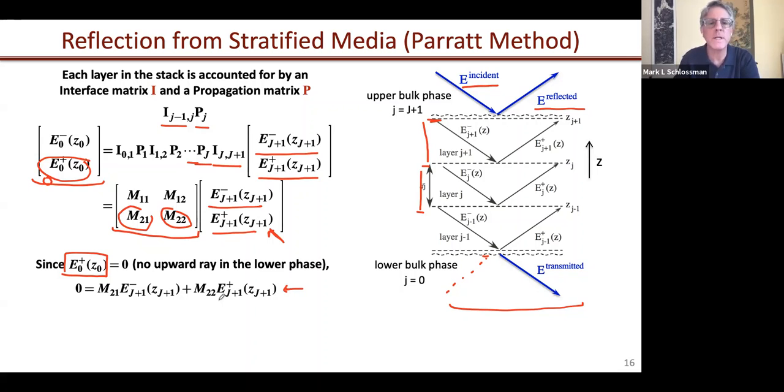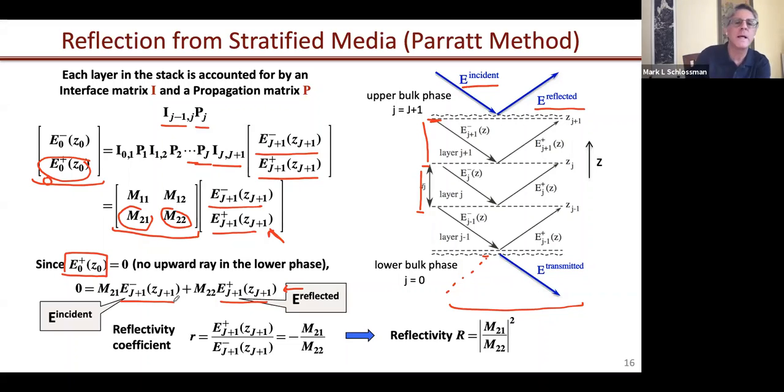As I said, the E plus here is the reflected wave, the E minus is the incident wave. We can just solve for the reflected wave, and that gives us the reflection coefficient, the reflected E field divided by the incident E field. That's the reflectivity coefficient, and that's just the ratio of these two parts of this M matrix, and that gives us the expression for R. That's what's called the Parratt method.